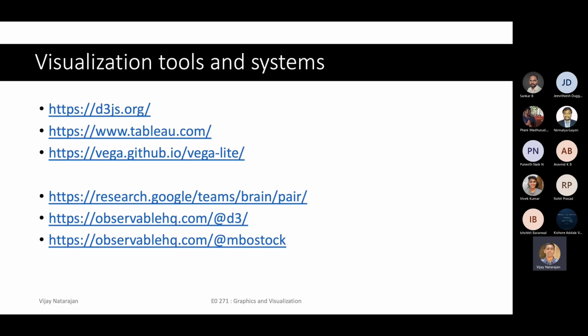One of the developers of D3, Michael, I think, Michael Bostock, has started another project called Observable HQ. So this brings together different code blocks. I think the whole project was called blocks earlier. This allows you to take your visualization to the web and to the wider world.